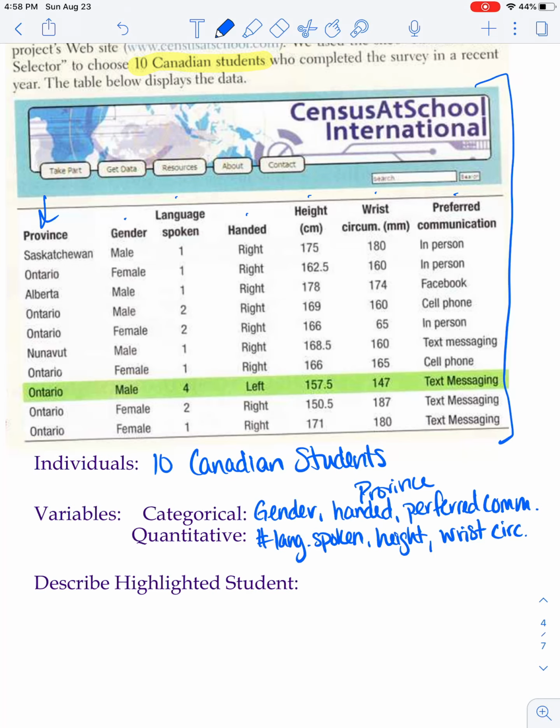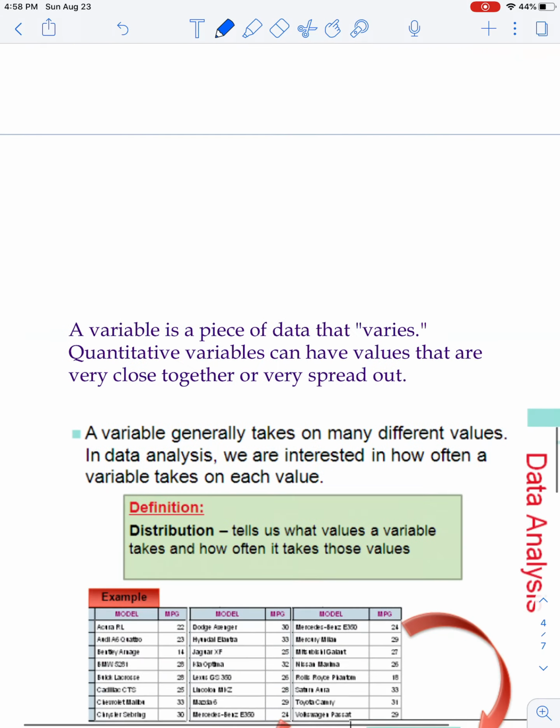Okay, so describe the highlighted student. Our highlighted student is from Ontario. He is a male. He speaks 4 languages, which is well above average. He is left-handed. He's 157.5 centimeters high, has a wrist circumference of 147 millimeters, and he prefers text for communication. That's it. It's that easy.